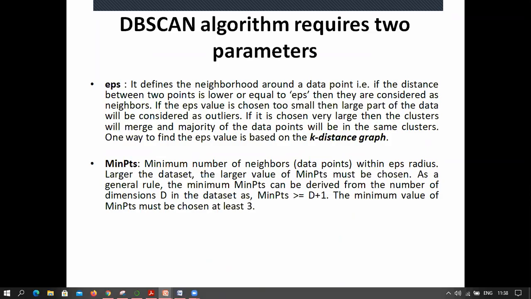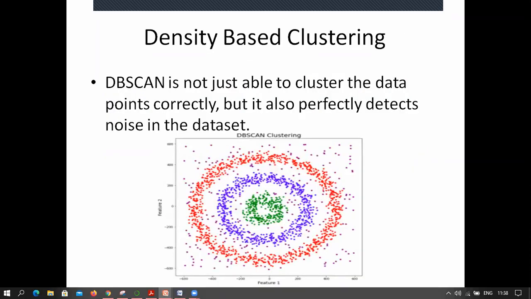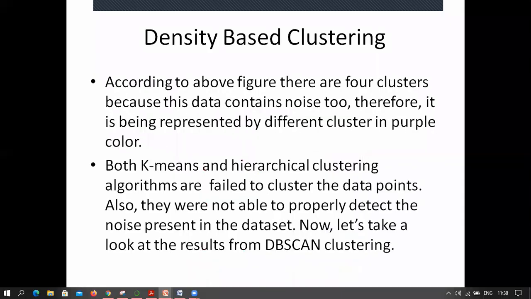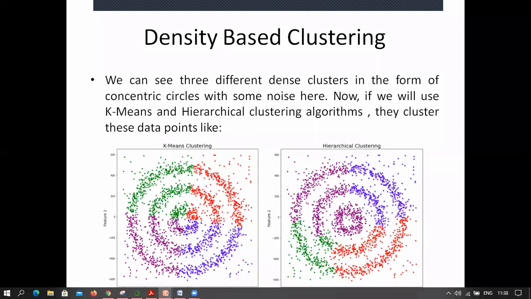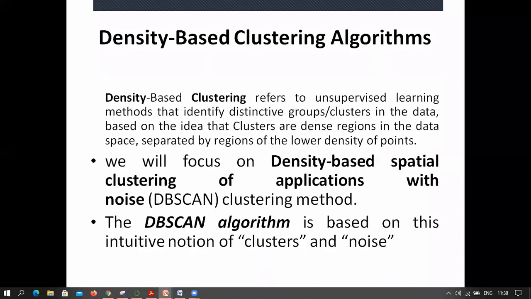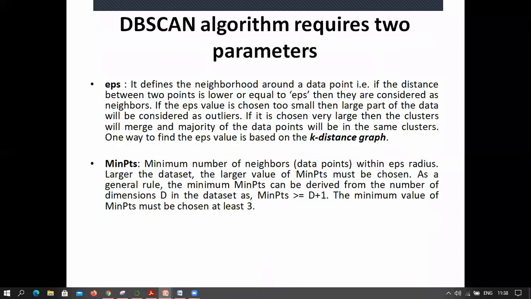Fine. I think this thing is cleared. What is the main purpose of using DBSCAN? Why are we using this as compared to k-means and hierarchical clustering? Both of these are having some disadvantage. That's why we are using it. Okay. Now its working is very different.